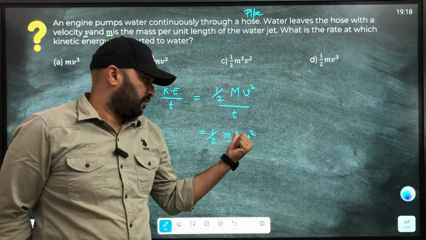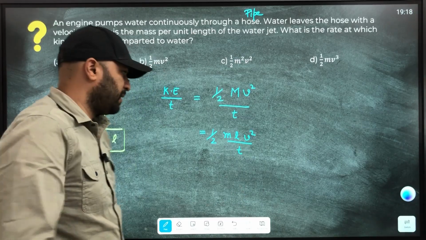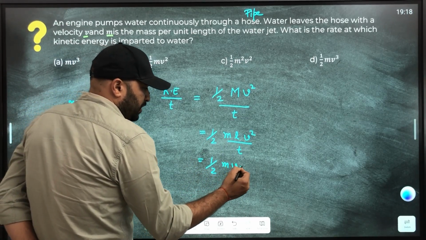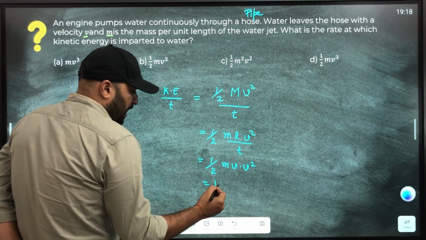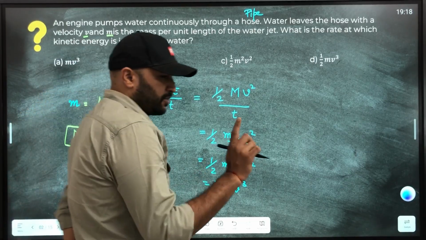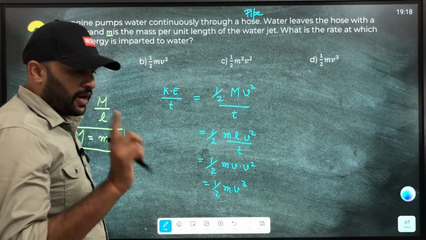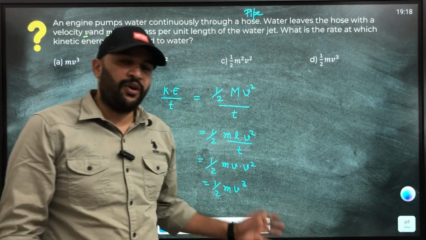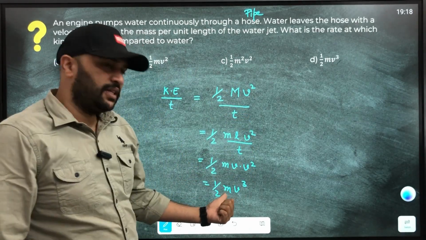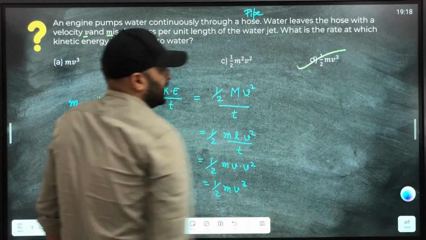Now here, L is the length and t is the time. Length per unit time, distance per unit time, that's velocity. So we can write this as half m v into v square. That will give you half m v cube, correct? Be very careful here, small m is not the mass, it's mass per unit length. So we are expressing this formula in terms of mass per unit length. Many students will comment, sir, how did you get kinetic energy as half mv cube? It should be half mv square. Yes, but here m is mass per unit length. Be very careful with this. So the correct answer is option D.